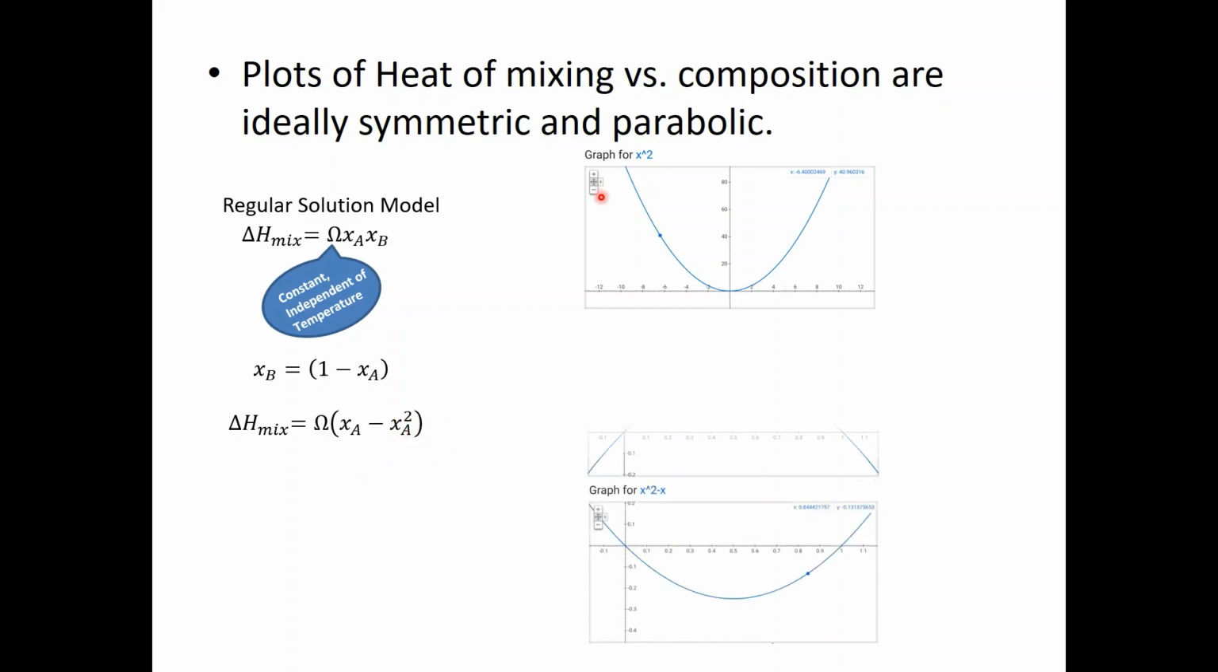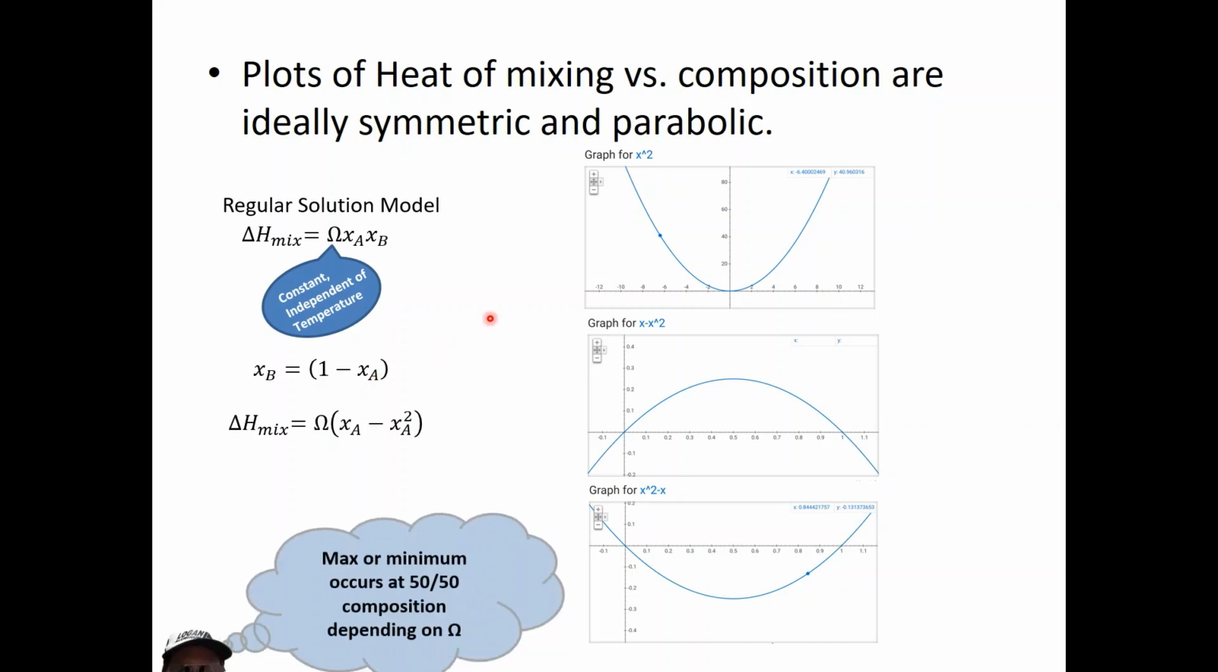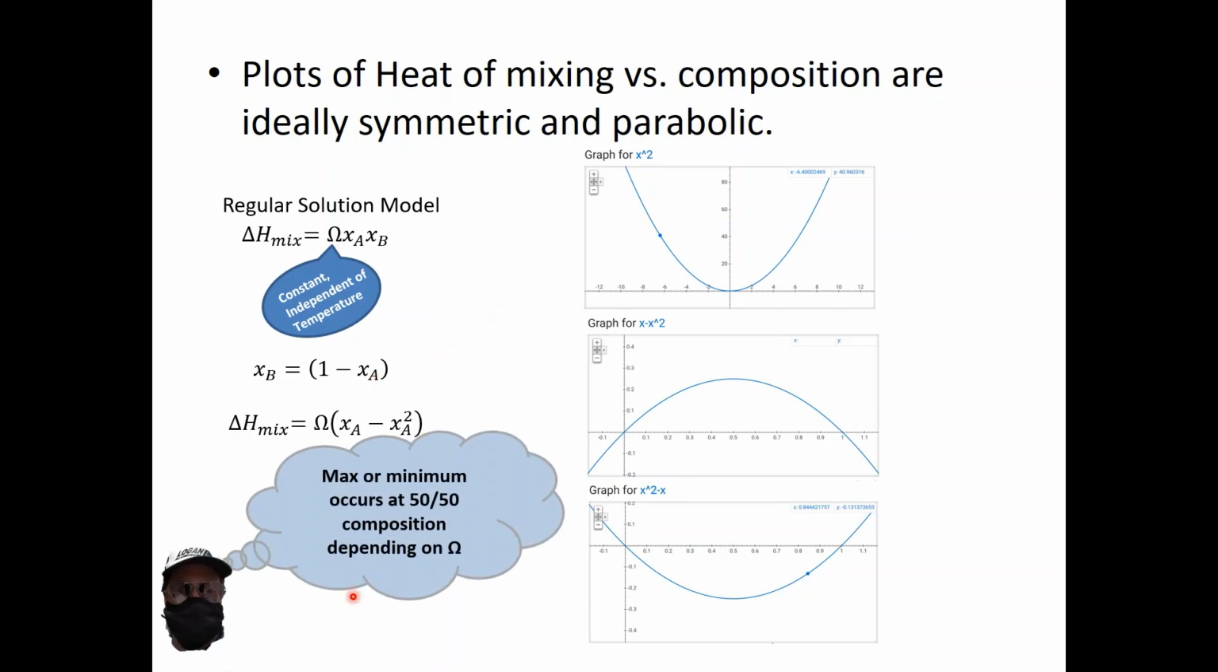If you notice, we have our parabolas, and the maximum or minimum is at 50% composition. It's kind of cool, just seeing it mathematically. Whether it's a maximum or minimum depends upon what the omega value for your alloy system is. The maximum or minimum occurs at the 50-50 composition depending on omega. That's the key takeaway of this little exercise.